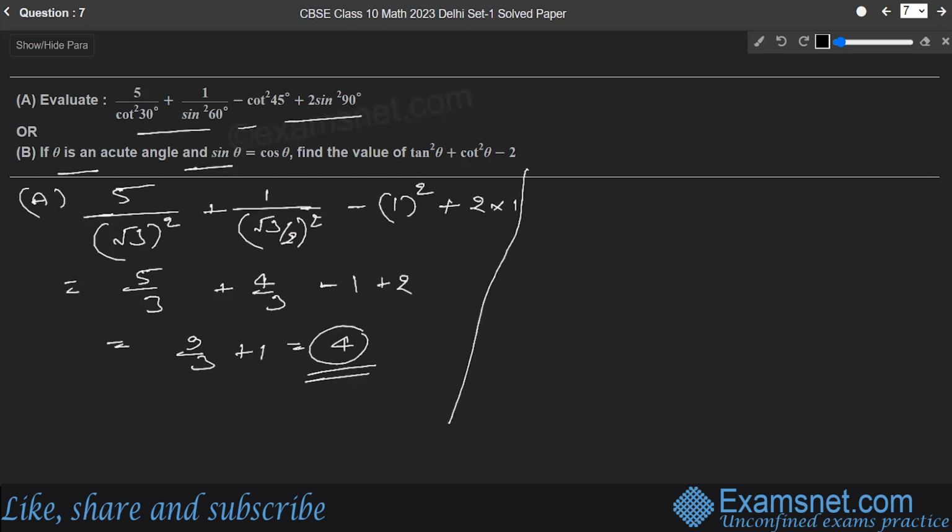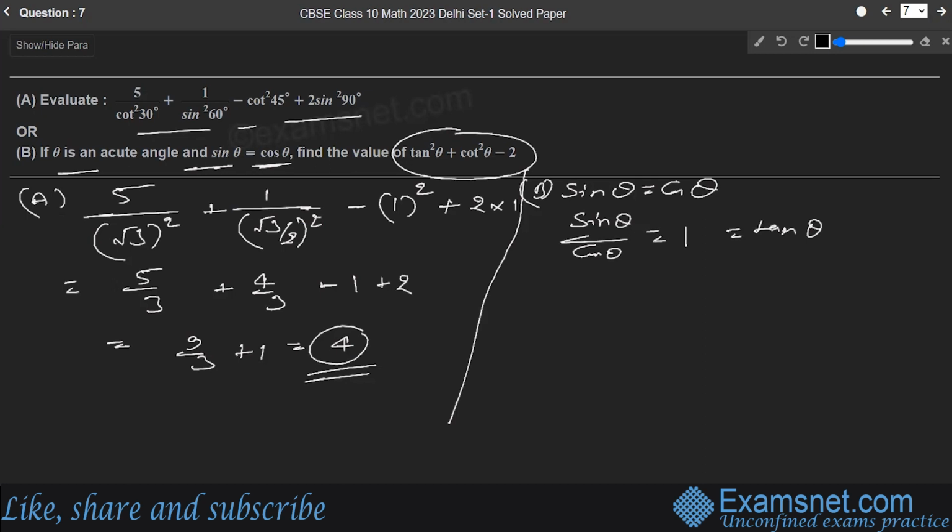If theta is an acute angle and sine theta is equal to cos theta, find the value of tan square theta plus cot square theta. So as they say, sine theta is equal to cos theta. So we can say sine theta over cos theta is nothing but 1, that is tan theta. So our tan theta value comes out to be 1, but tan theta is 1 for the case of tan 45 only. So there we can find out the theta value is nothing but 45 degrees.